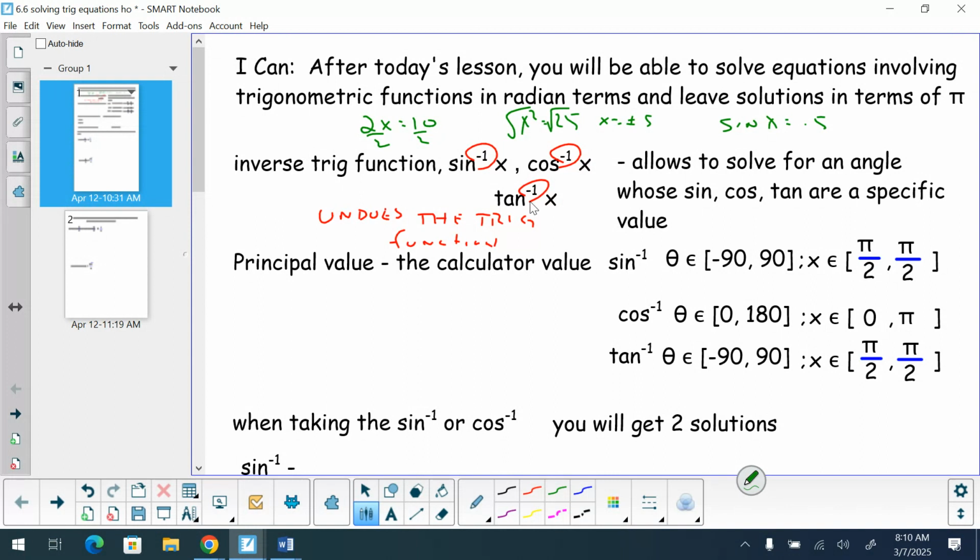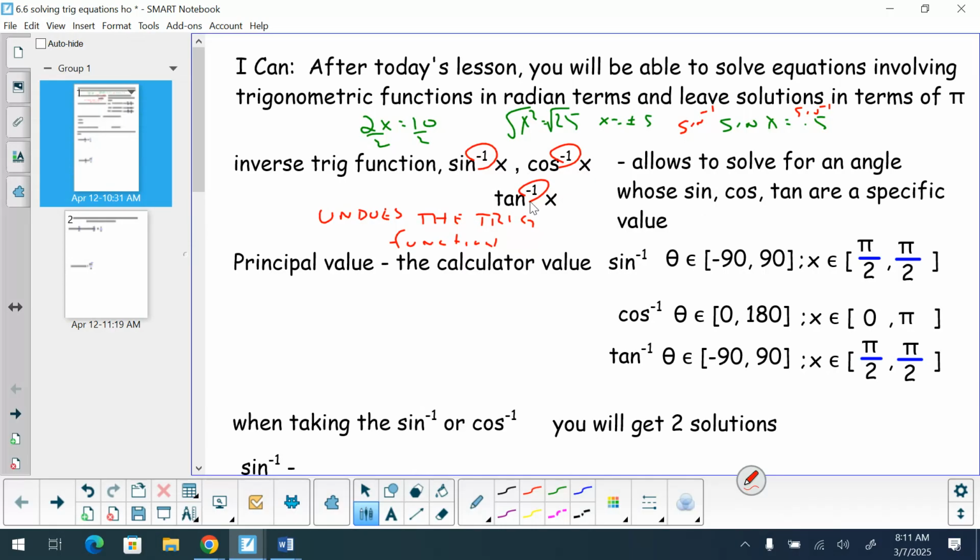Well, how do we get rid of sine, cosine, tangent? We use our inverse functions. So it allows us to undo the trig function. When we're solving equations, you're looking for ways to get rid of what you need to get rid of on one side of an equal sign. Whether it's multiplication by 2, division by 2, squaring, square rooting, whatever, we have a trig function. To get rid of the trig function, we take the inverse of that trig function.